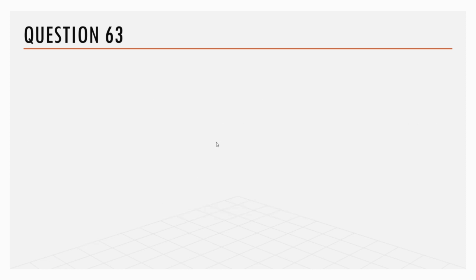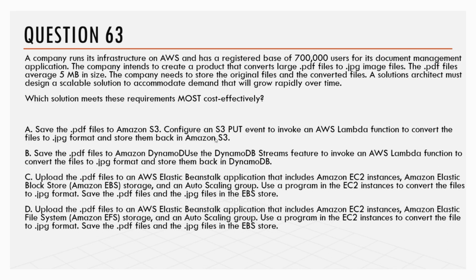Now let's look into question number 63. A company runs its infrastructure on AWS and has a registered base of 7 lakh users for its document management application. The company intends to create a product that converts large .pdf files to .jpeg files. The .pdf files average 5 MB in size. The company needs to store the original files and the converted files. A solutions architect must design a scalable solution to accommodate demand that will grow rapidly over time. Which solution meets these requirements most cost effectively?